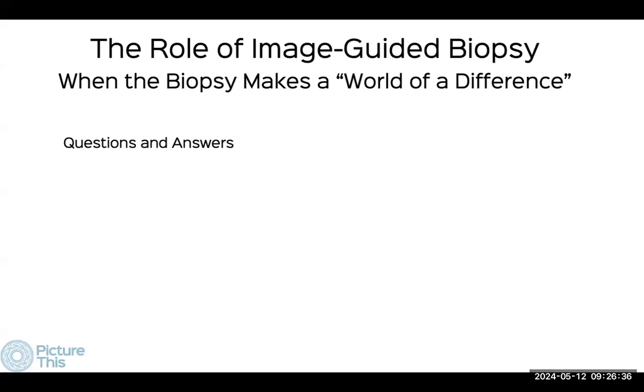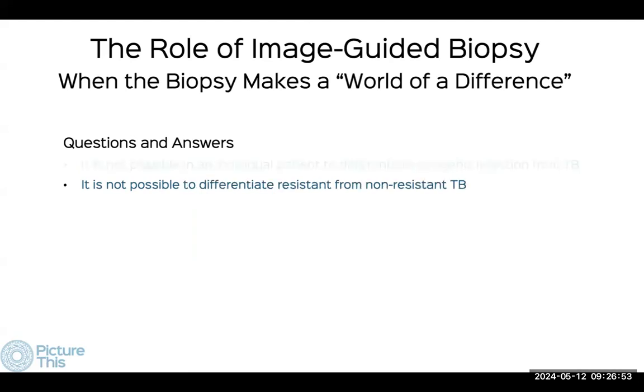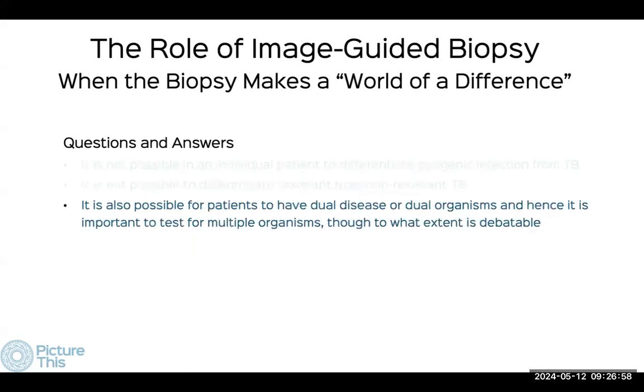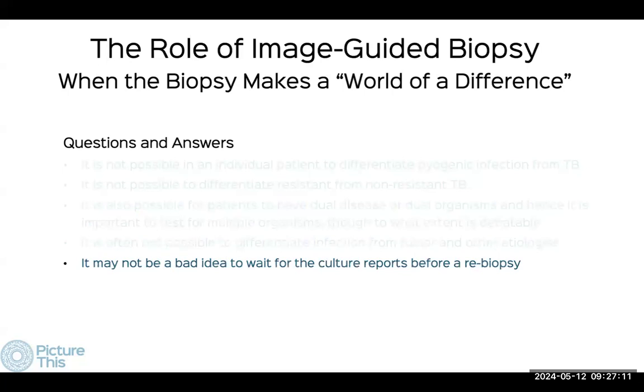So if I have to answer all these questions, it is not possible in an individual patient to differentiate pyogenic from TB. You may have a high index of suspicion, which allows you to send the material appropriately for different testing, but you can't really tell. You can't even tell, if it is TB, whether it's resistant or non-resistant. It is also possible for patients to have dual disease, dual organisms. So you do need to test for multiple organisms. Forget that. It's not even possible sometimes to differentiate infection from tumor.